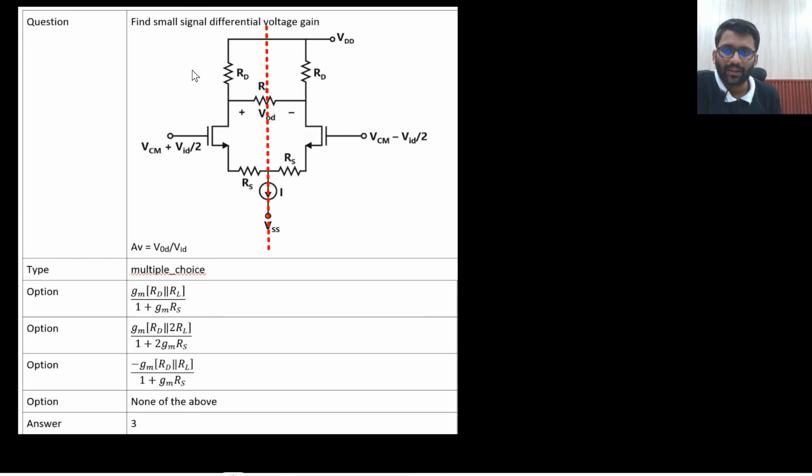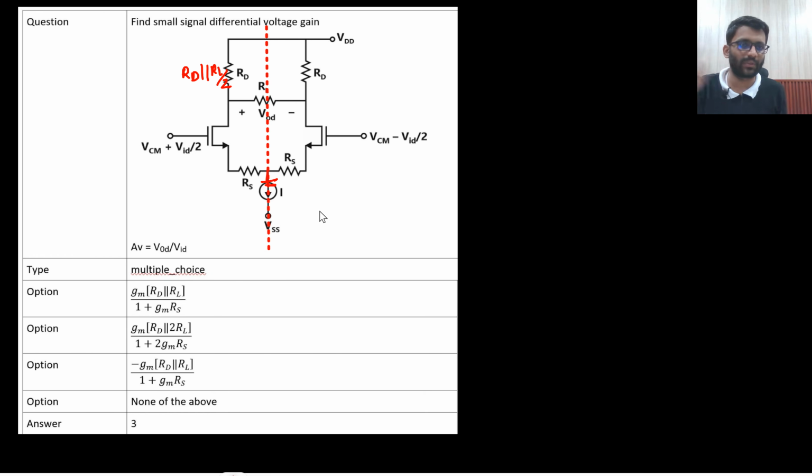So this will be RL by 2. Basically, this resistance will be RD parallel RL by 2, because RL by 2 will come. So RD parallel RL by 2 will be replaced here. And this node will be grounded, right? And even this node will also be grounded. That's why they are coming in parallel.